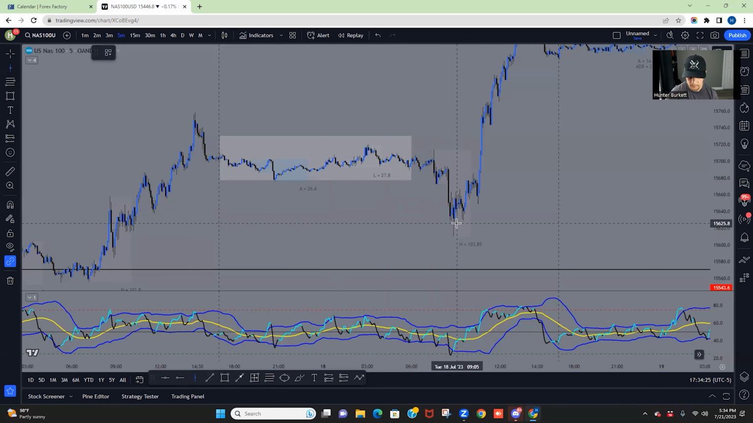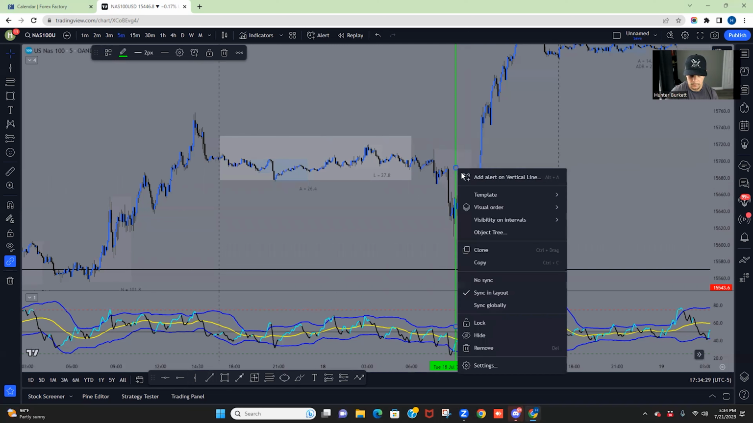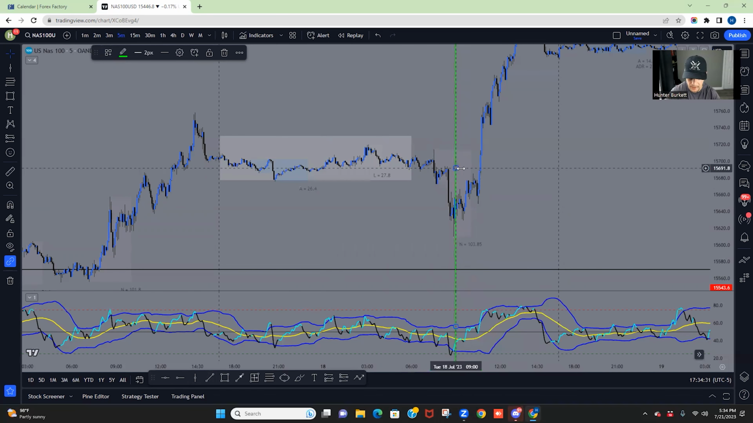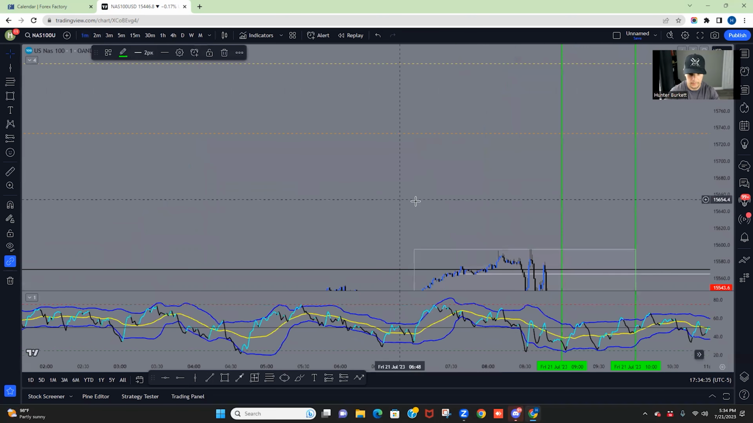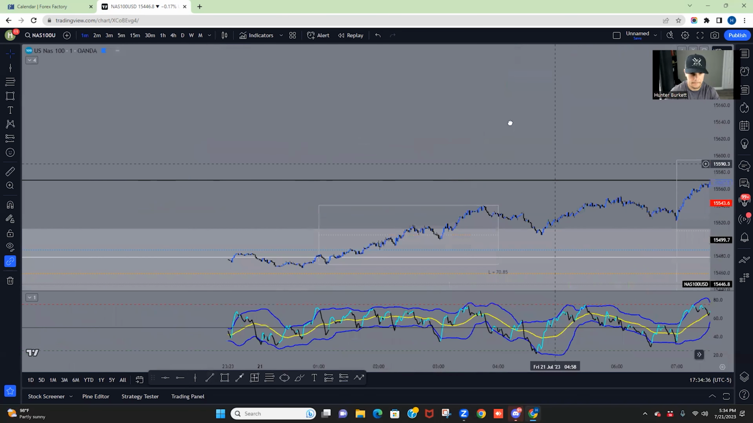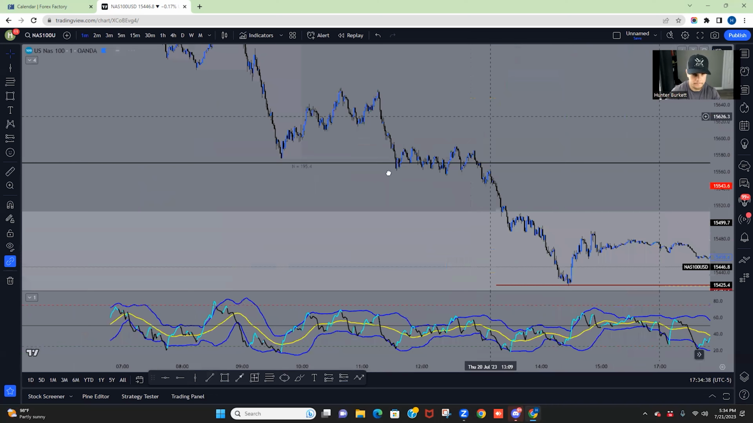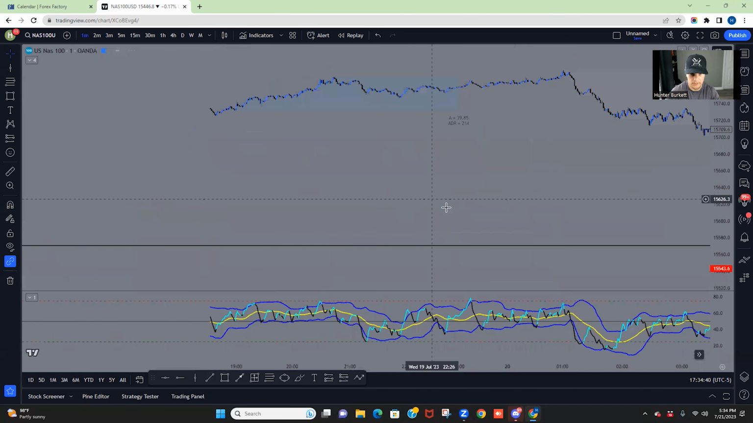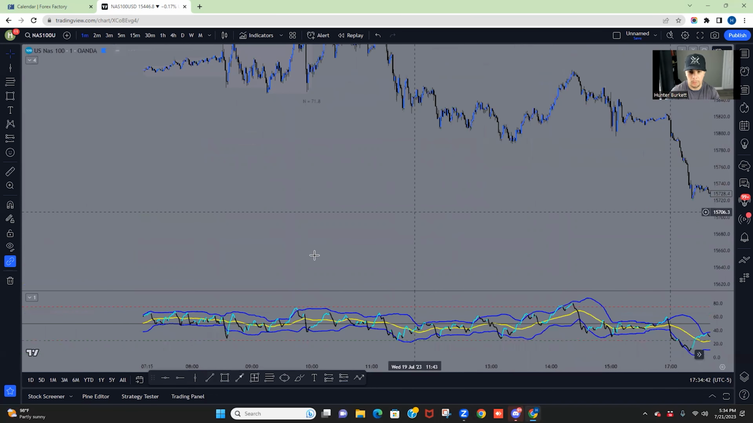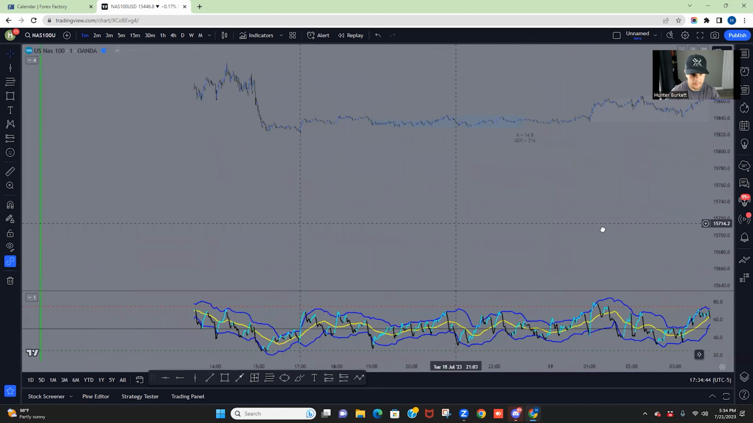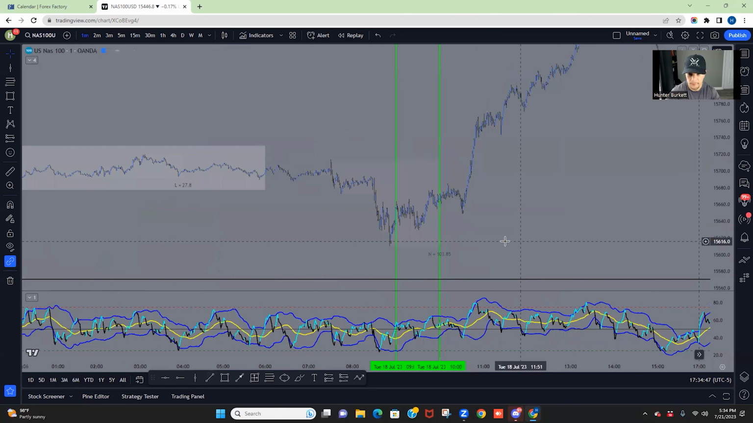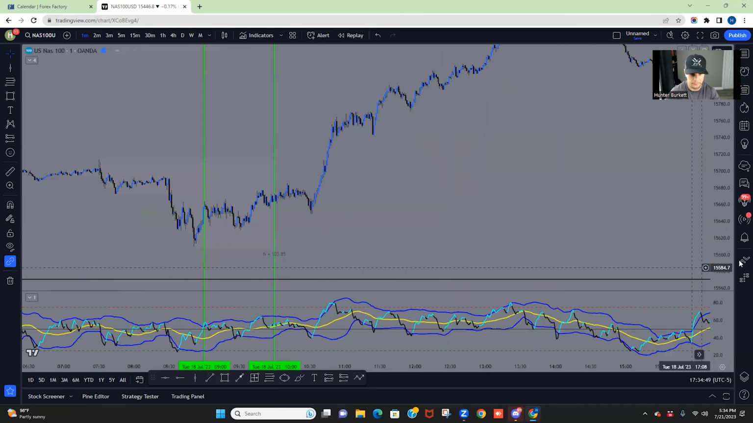Inside that. Okay. There's my silver bullet hour, 9:10. Okay. Let's go to the one. This is the AM session. So what I'm trying to show you guys is, look, that's two setups for the week that were perfectly flawless.